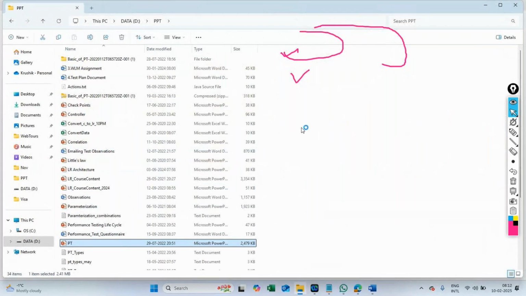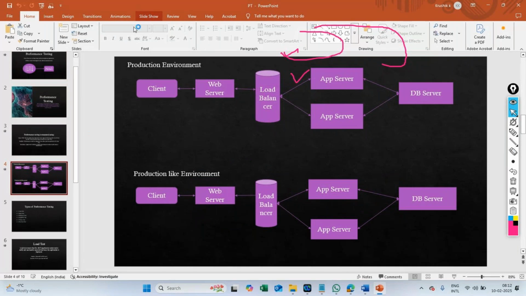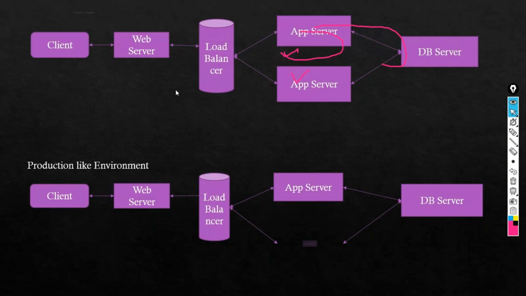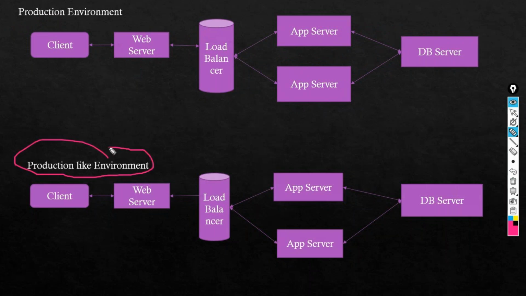When I say your performance testing environment should match production, see this slide. If you see here, this is the production environment where we have one web server, a load balancer, two app servers, and one database server. The performance testing environment, which is similar to or the same as the production environment in terms of configuration, should also have two app servers and one database server. If this is 32 GB, this should also be 32 GB, like that.